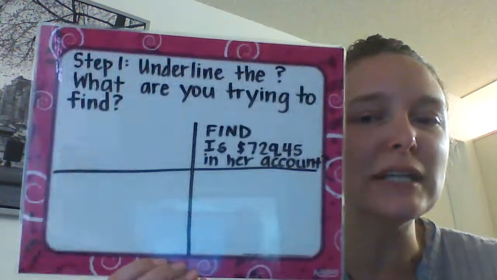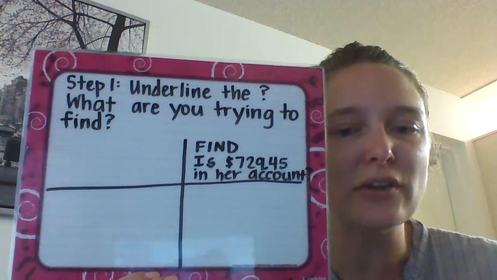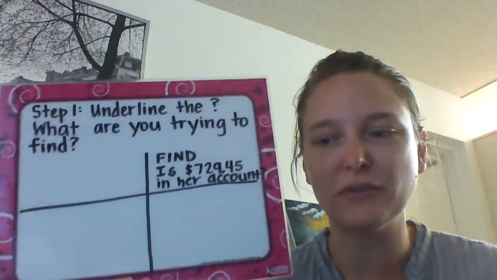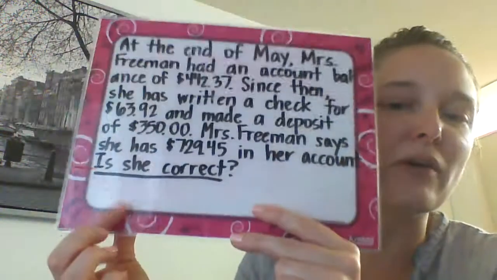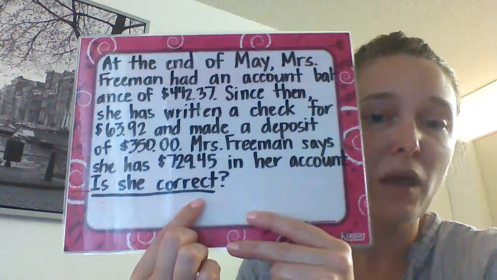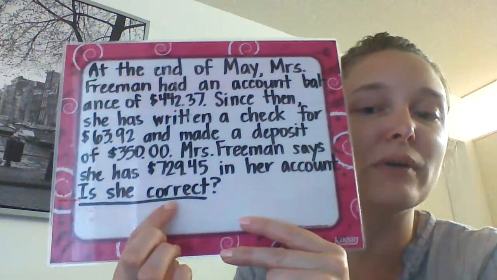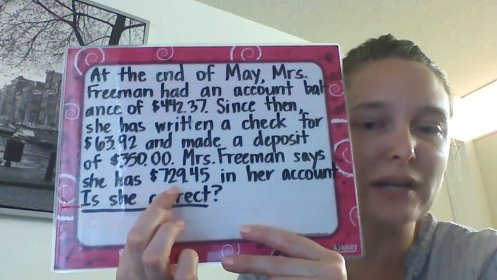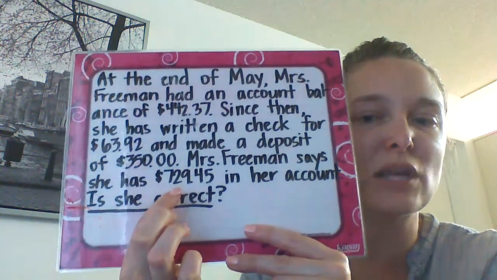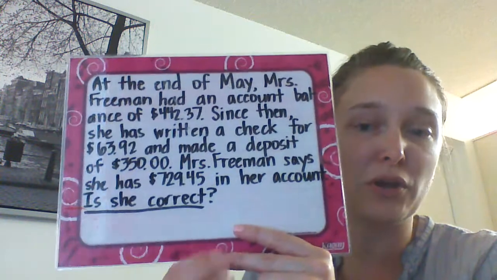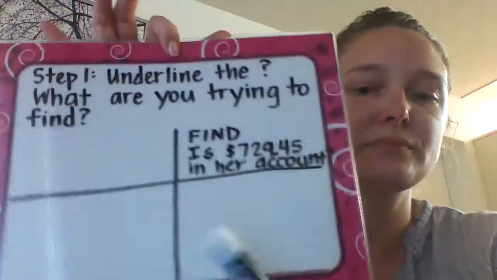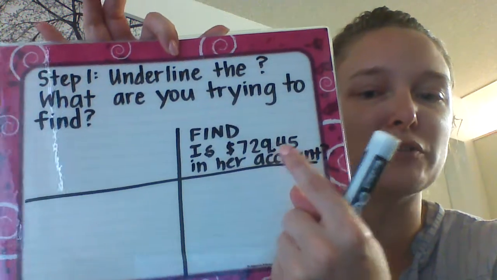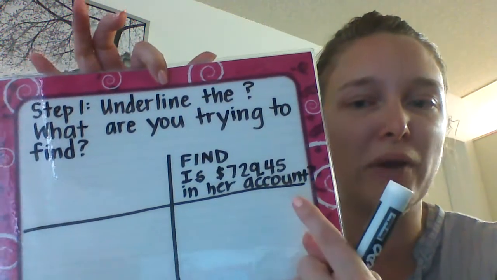Underline the question, and then try to figure out what it is that the question is asking you to find. If we look at this question, we're trying to figure out, is she correct? But what we are really trying to find out is, is $729.45 really the amount that is in her account? Is that number correct? That's the first step.